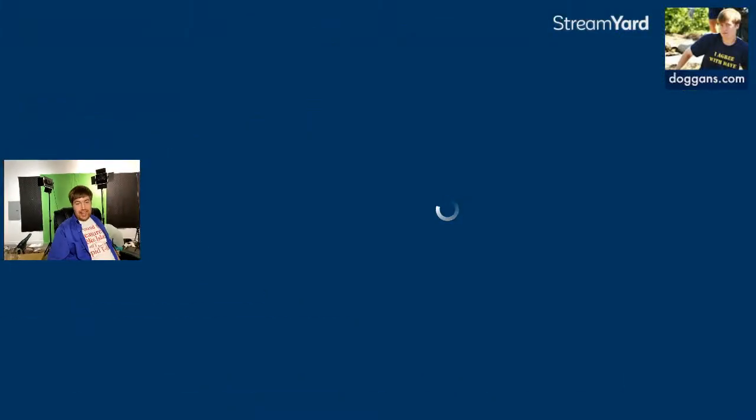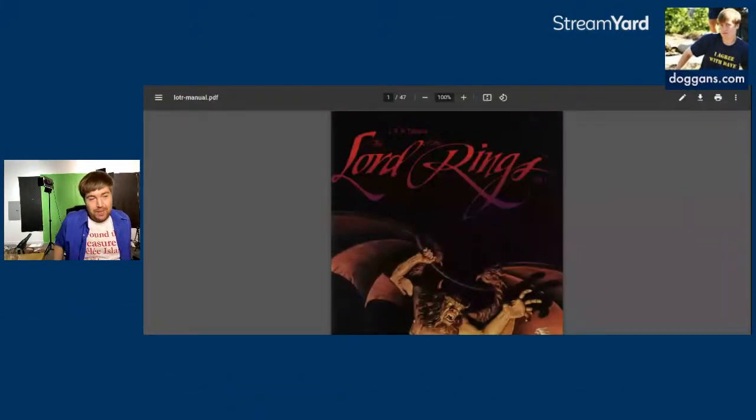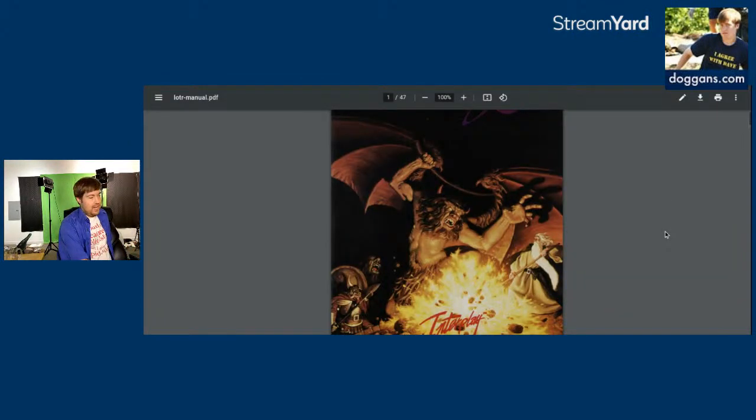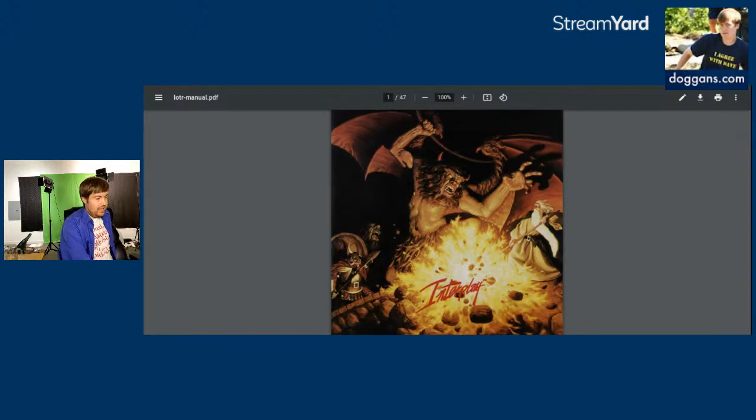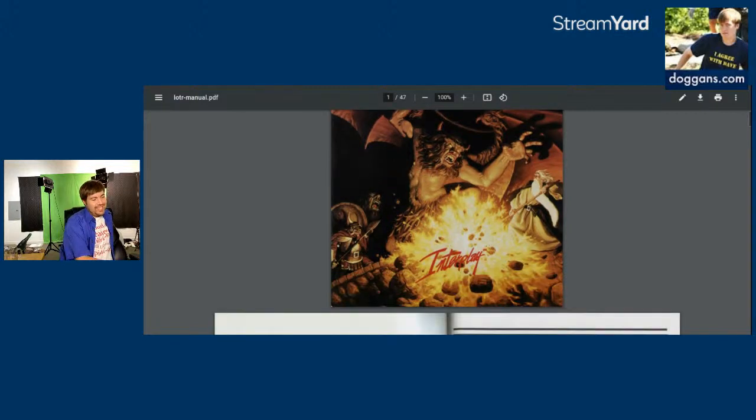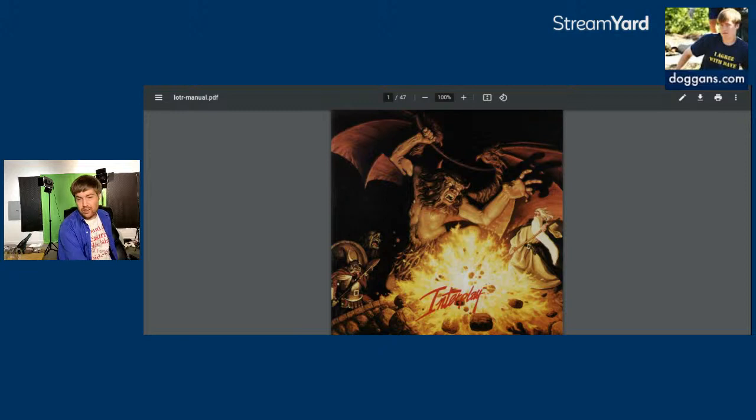So we'll start in a few minutes, but first thing we will do is look at the instruction manual, which has been archived online in a PDF format. The instruction manual of Lord of the Rings by Interplay, featuring this classic Gandalf versus the Balrog art.